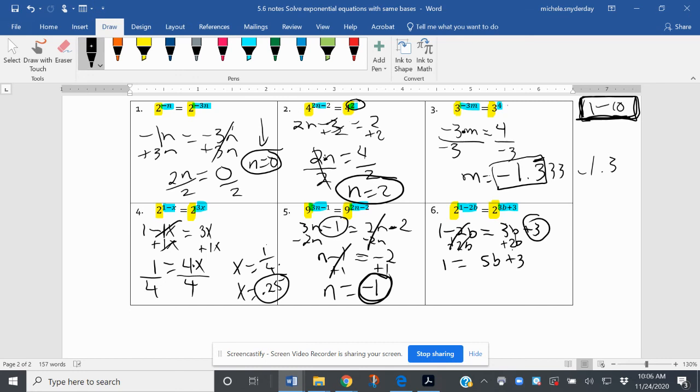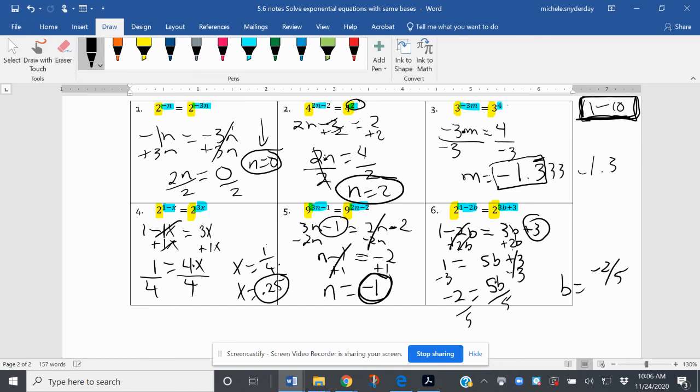Alrighty, the opposite of a positive 3 is to subtract 3 on both sides. 1 minus 3 is a negative 2 equals 5b. The opposite of multiplying by 5 is to divide by 5. And I get b equals negative 2/5.